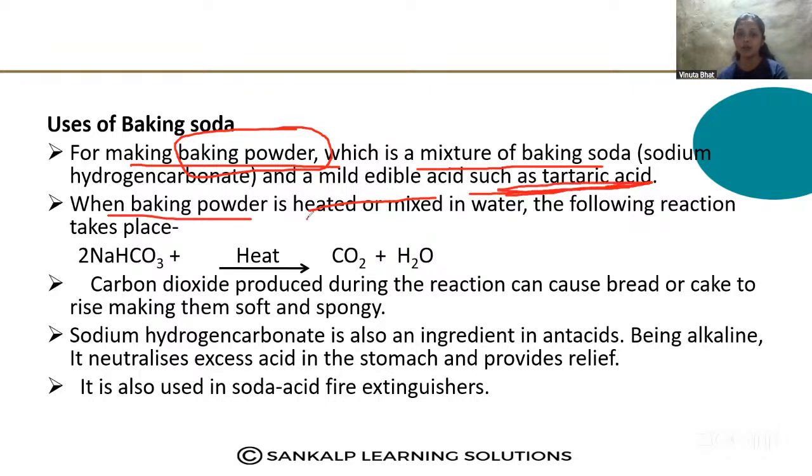When baking powder is heated or mixed in water, the following reaction takes place. When baking soda is mixed with water or heated, carbon dioxide and water are the major products. The carbon dioxide produced during the reaction can cause the bread or cake to rise, making them soft and spongy.